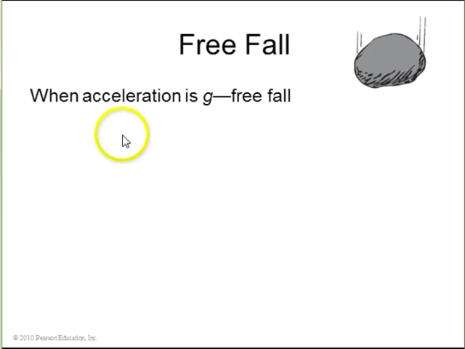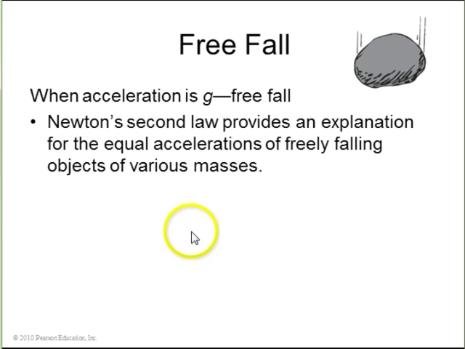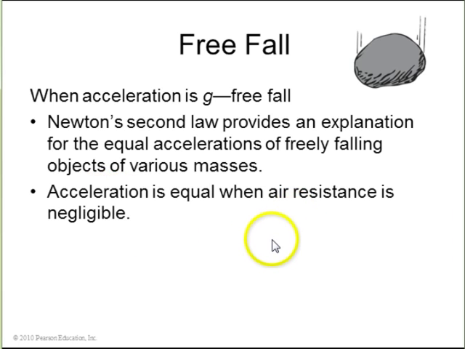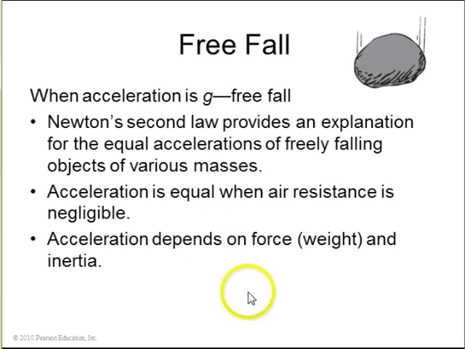Okay, so free fall is when the acceleration is g, 10 meters per second squared down. And Newton's second law provides an explanation for the equal accelerations of freely falling objects of various masses. And this is all true when air resistance is negligible. The acceleration is directly proportional to the force, and inversely proportional to the inertia. Those things cancel.